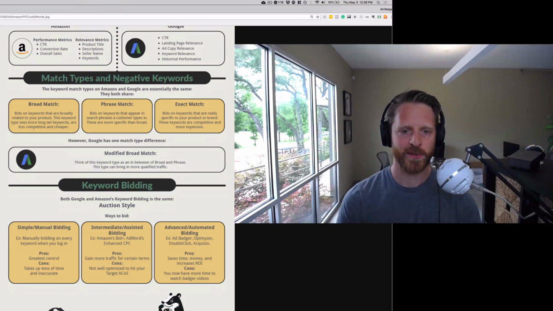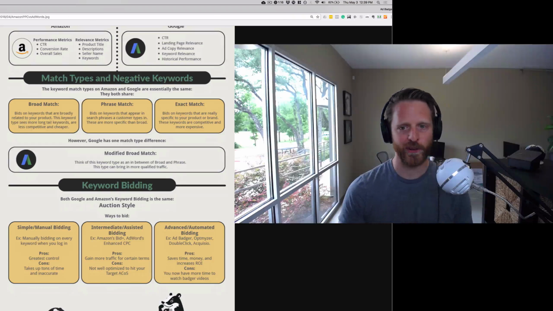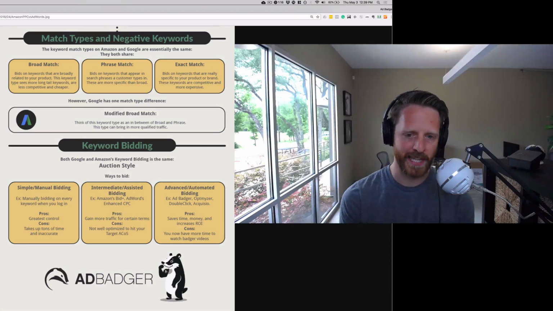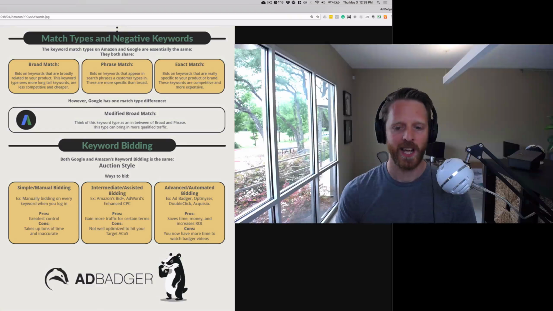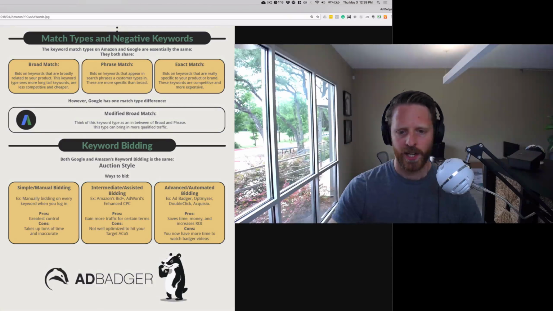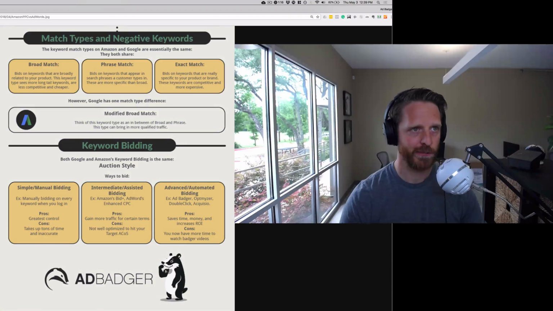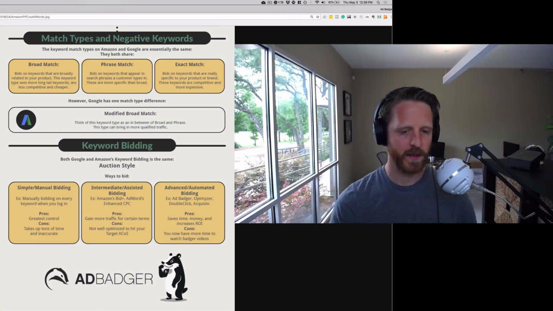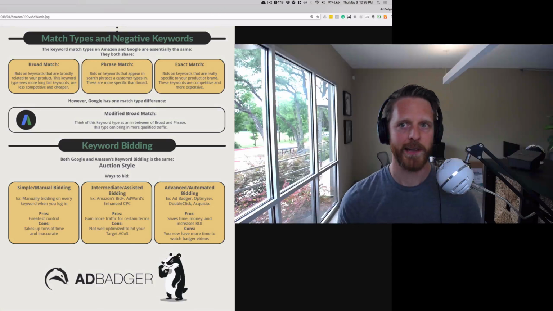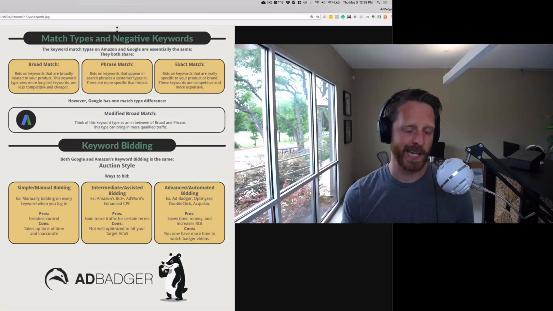In terms of match types, fairly similar: broad, phrase, and exact. AdWords has, of course, modified broad. And in terms of bidding, there are three definite types of bidding available both on AdWords and Amazon. Simple manual bidding, not relying on any algorithm or any bid rule. You are jumping in, looking at your results, and updating your bids. Of course, you have the ultimate maximum control. However, it takes tons of time, and within a day, the data is outdated.